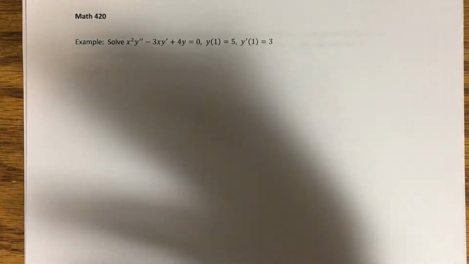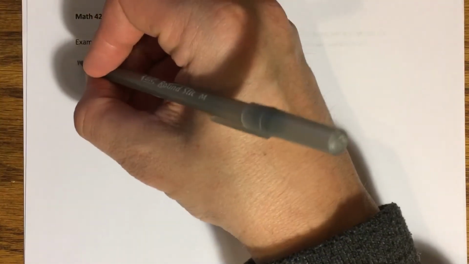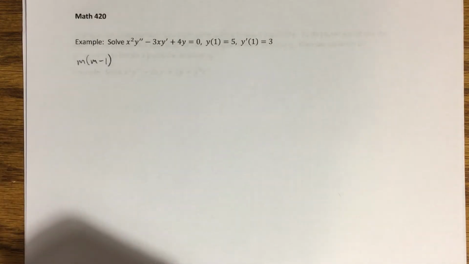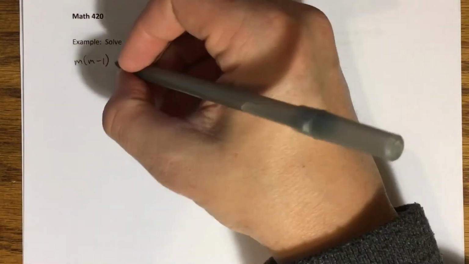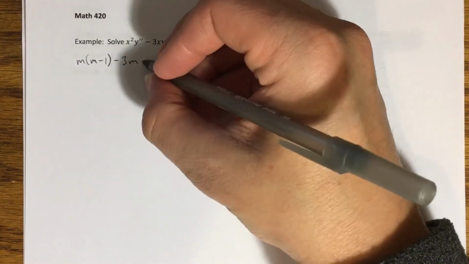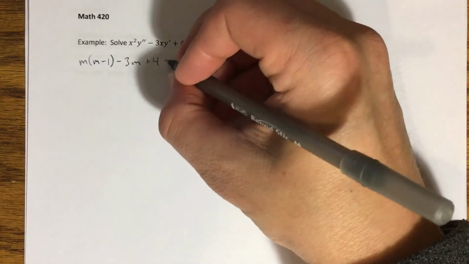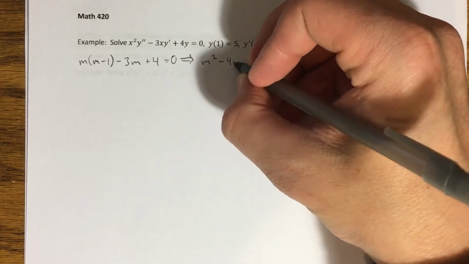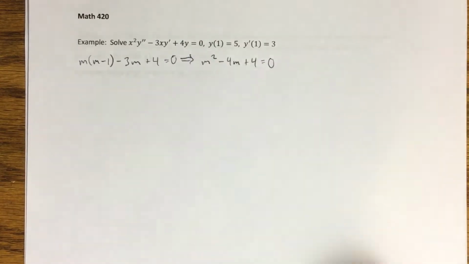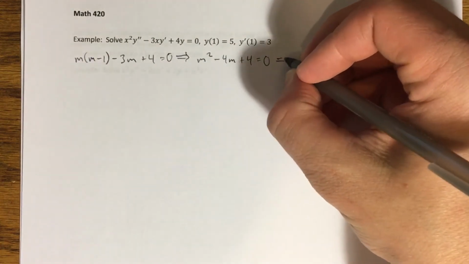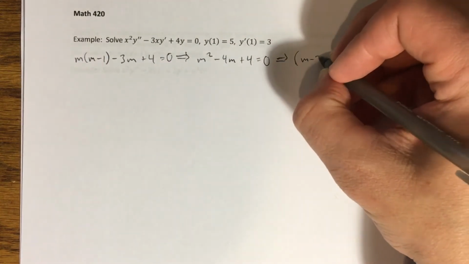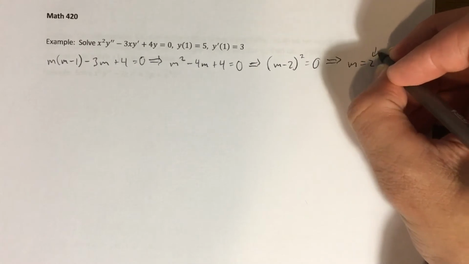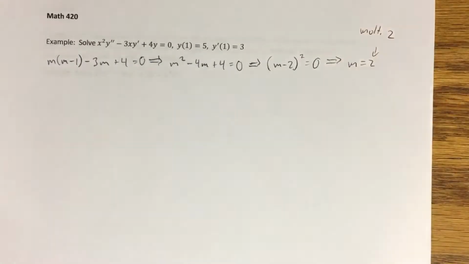So once again, I already know what that quadratic equation is supposed to look like. m times m minus 1 plus bm, so that would be minus 3m in this case, plus 4 from this guy. Okay, that equals 0. Multiply that m through. That's going to be m squared minus m minus 3m, that's minus 4m plus 4 equals 0. But this guy factors to m minus 2 squared equals 0, which gives me m equals 2, and that's going to have multiplicity 2. It's a repeated real root.